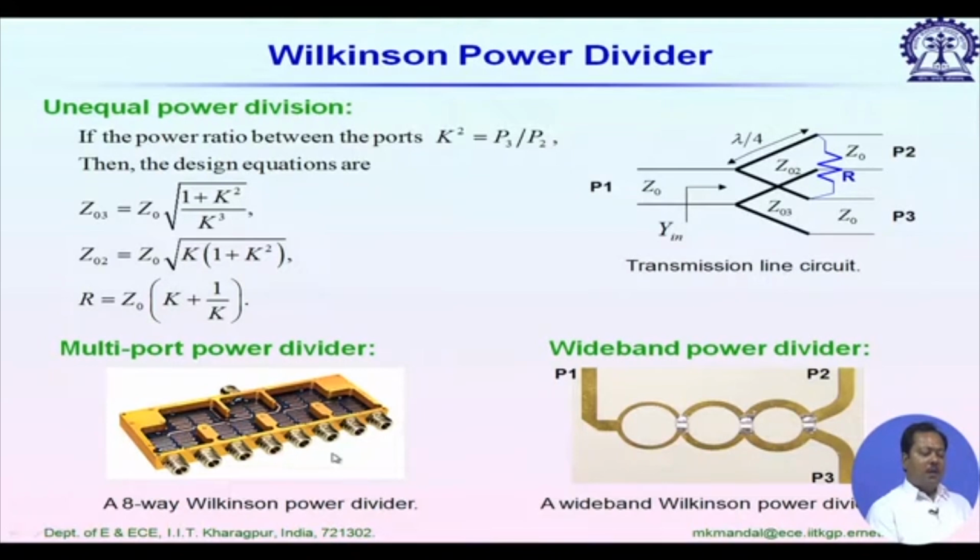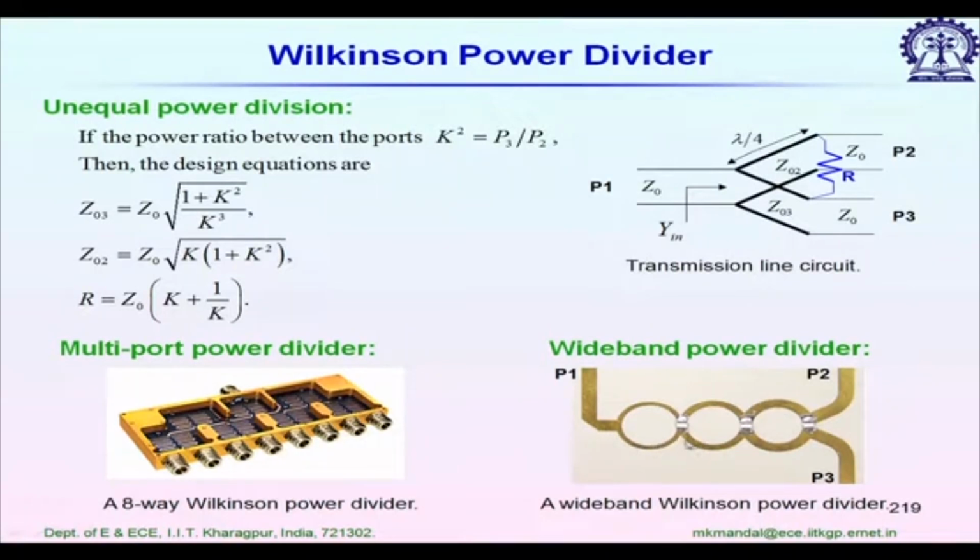We can also design a wideband Wilkinson power divider. A very standard technique for bandwidth enhancement of any coupler and power divider is to use multiple sections of the components, but obviously in that case the design equations will be different. So, here is one example. It shows a 3-section wideband Wilkinson power divider. You can see it is in microstrip line technology, and the widths of the strips of different sections are different.